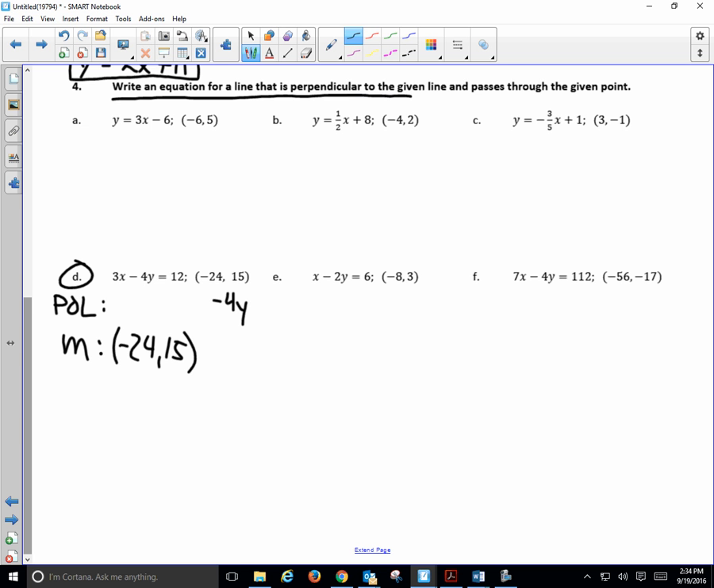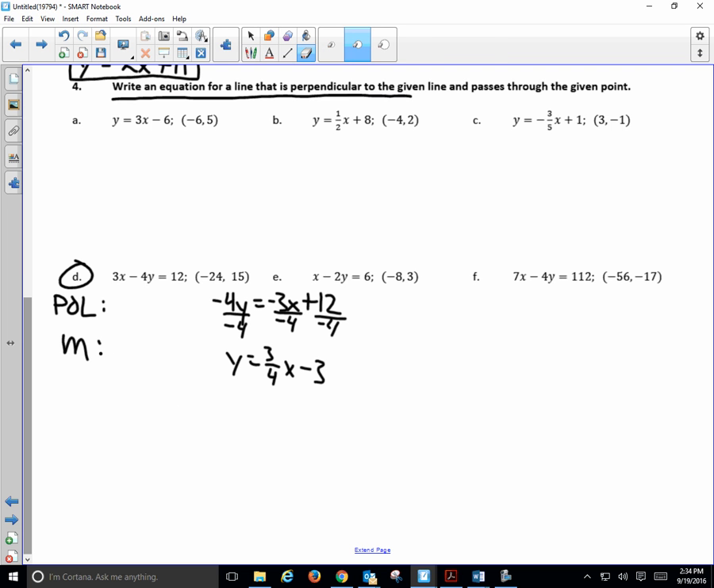Negative 4y equals negative 3x plus 12. What should I do to both sides? Divide by negative 4. y is 3 over 4x minus 3. Whoop. Sorry, I screwed that up. I put the point where the slope is supposed to go. So (-24, 15). All right, so slope. What is the slope of this line? This line is 3 over 4, so the slope of the perpendicular line will be negative 4 over 3.